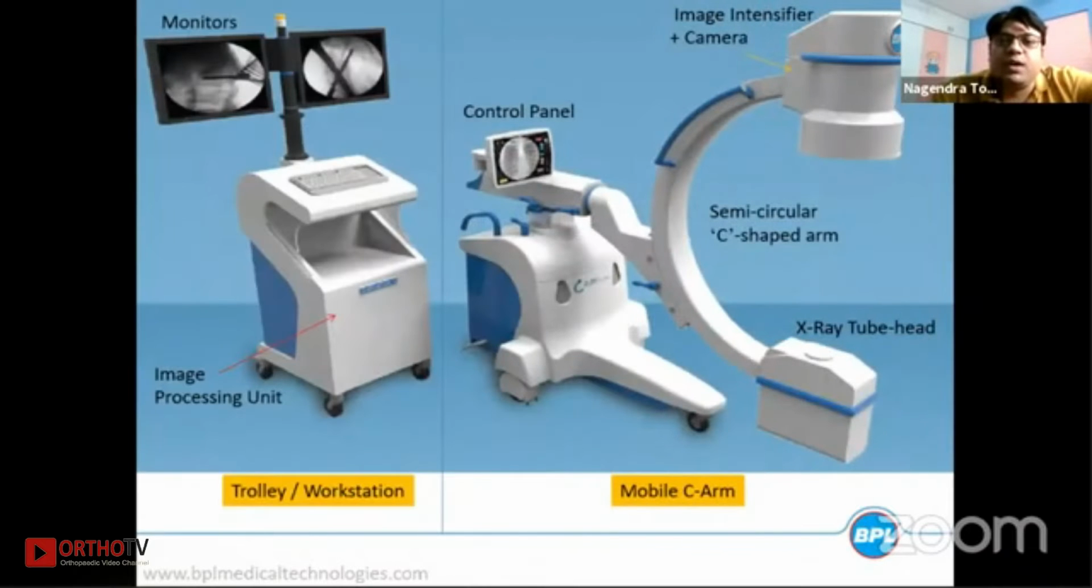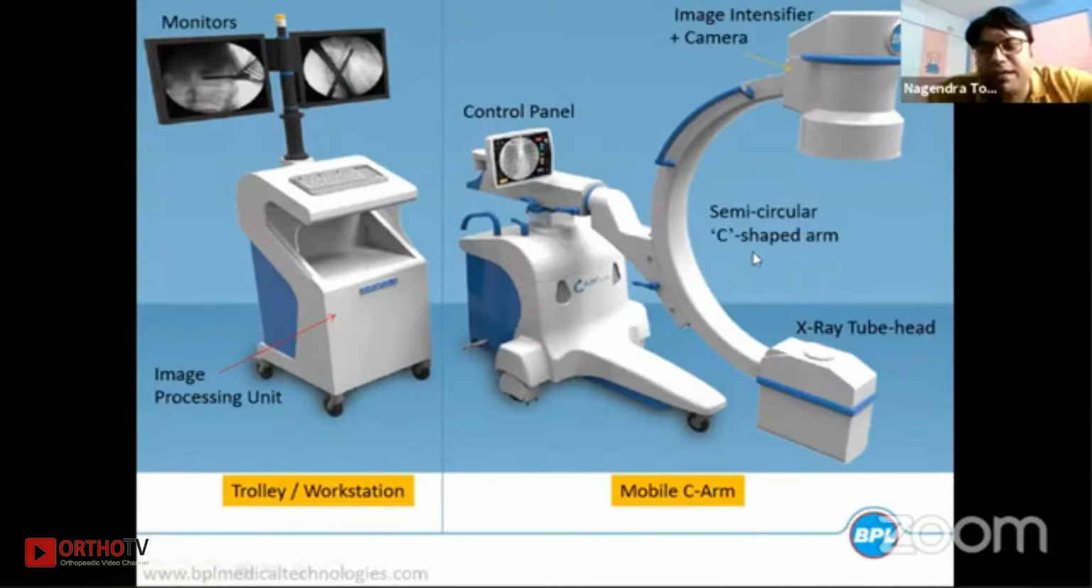As you are aware, you all have been using the C-arm. On the right side, this is what we call the C-arm or buggy, and on the left side is the workstation, or we call it the trolley. You can see here the control panel from where you can control all the features of the C-arm. In most C-arms, you would find the control panel on the buggy. In some, like high-end C-arms, you will find it on top of the arm, so that you can swivel it to both sides, and it is more user friendly.